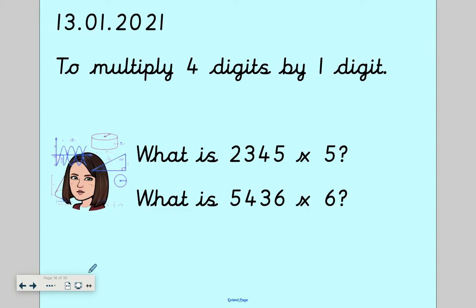So here we are doing 4 digits by 1 today. So exactly the same as Monday and Tuesday, just to keep us in the swing of things. We're going to be doing 2 starter questions today. And we've got 4 digits this time.